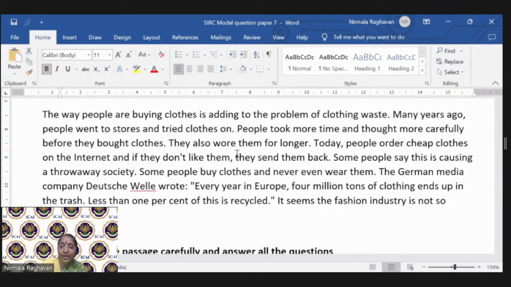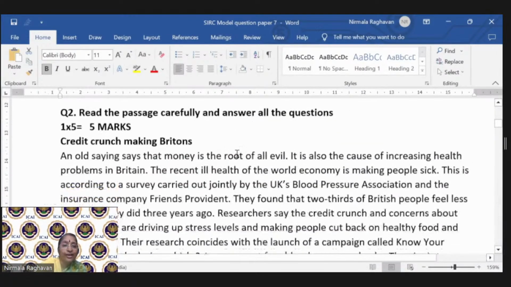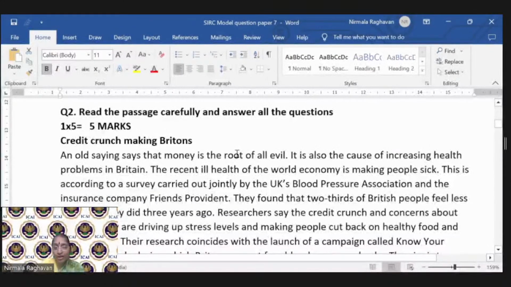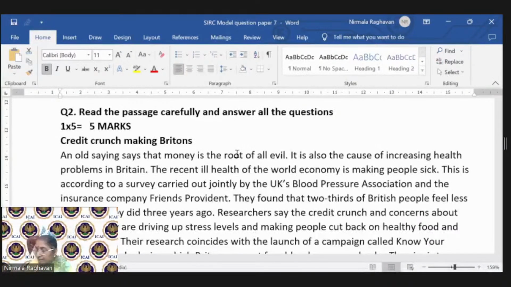Okay, now we go on to the other passage. I have the questions here, so I'm not going to talk. I will scroll down the page. You will read it, read the questions, and then post your answers in the chat box. The whole exercise should take not more than 15 minutes. Okay? Yeah, I'll wait for you.